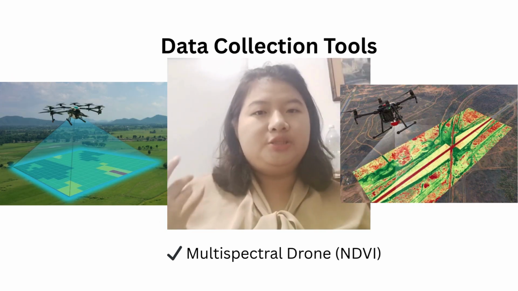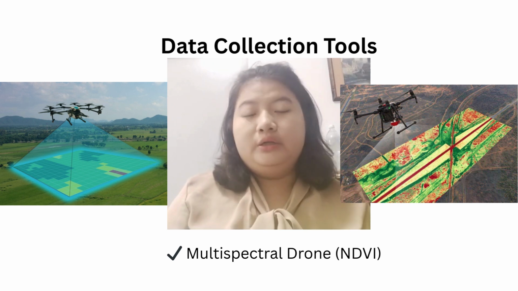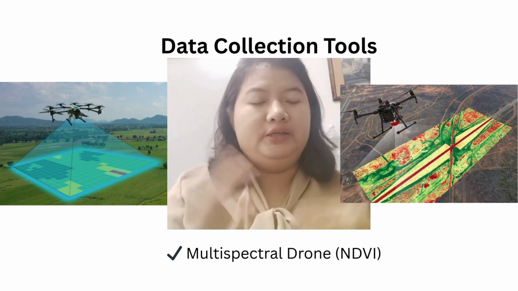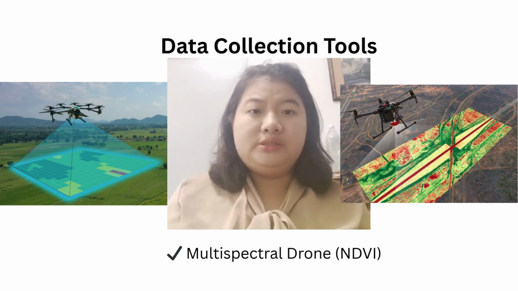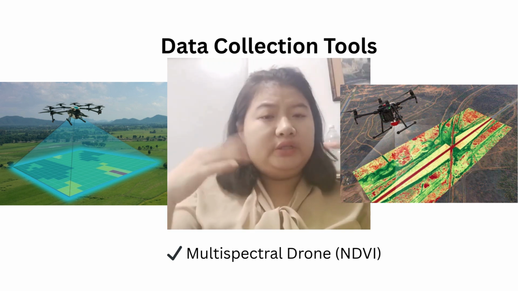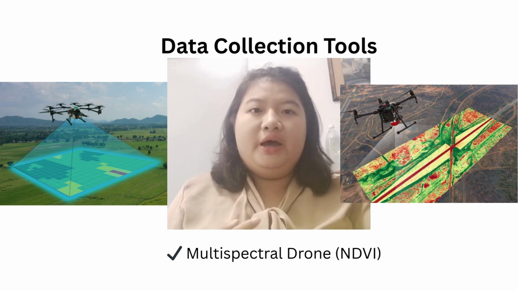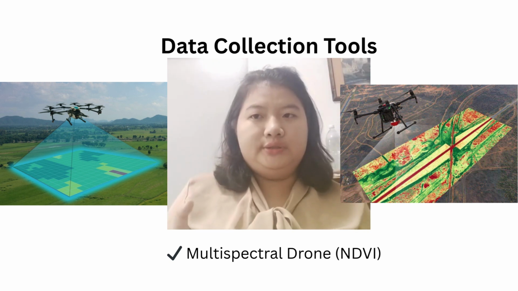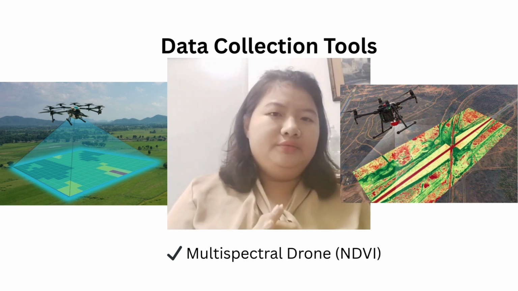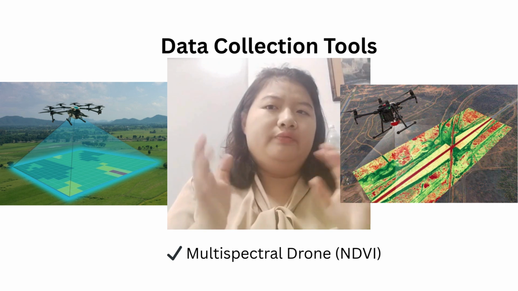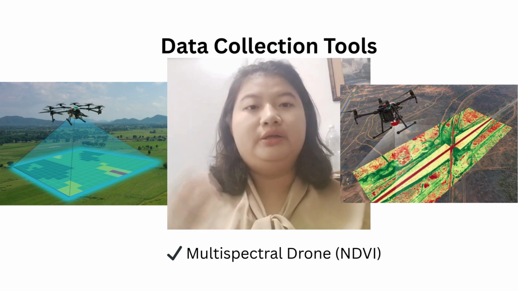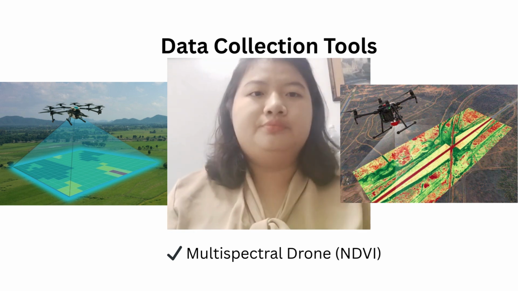And the last is the multispectral drones with NDVI. As I said just now, the drone scans the fields and is mostly used in large-scale farming. They fly over the fields, maybe high or low depending on the conditions. They capture images of the crop's health. From the data, they can turn it into vegetation maps to know which plants are healthy or not healthy.